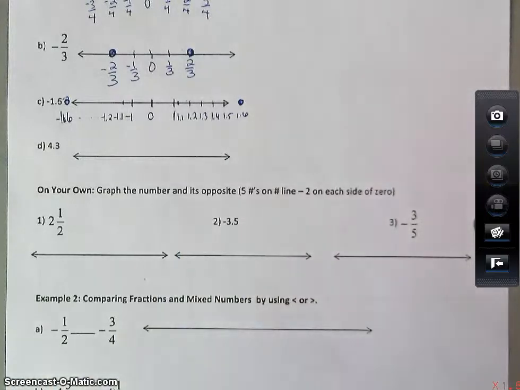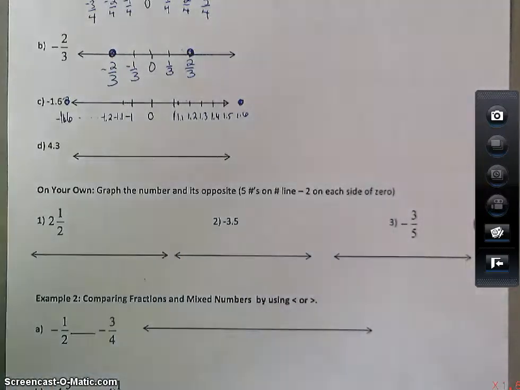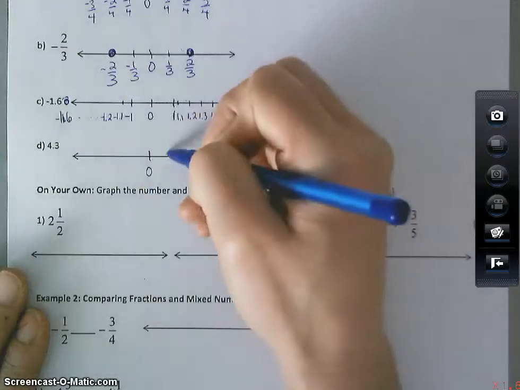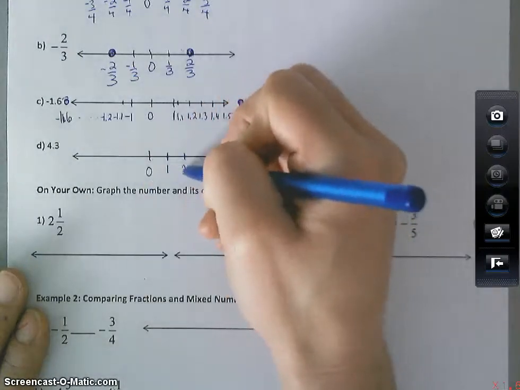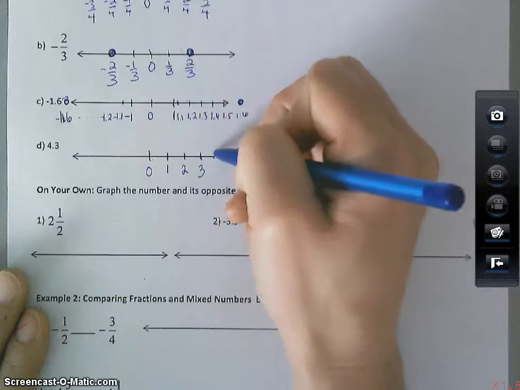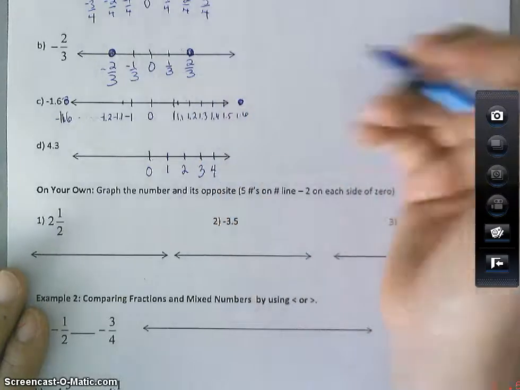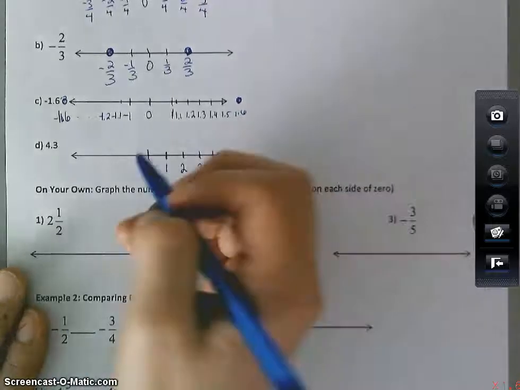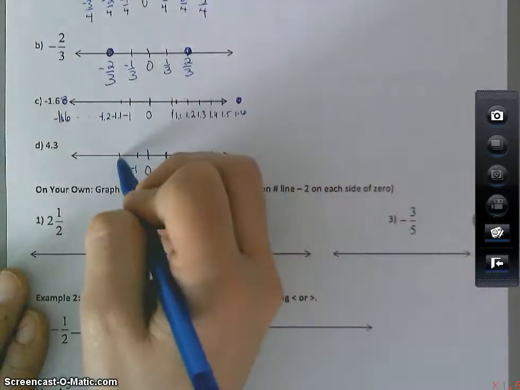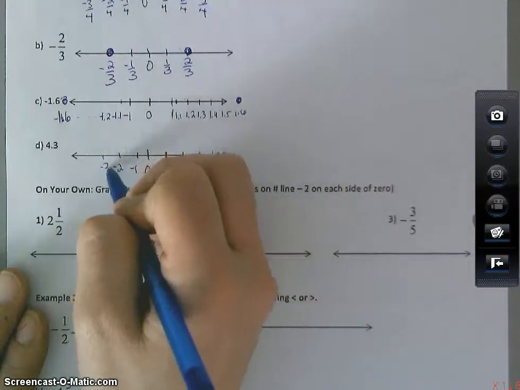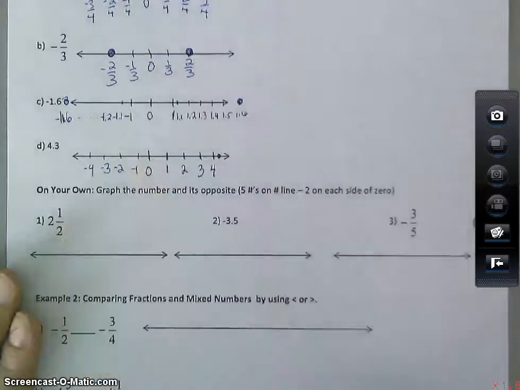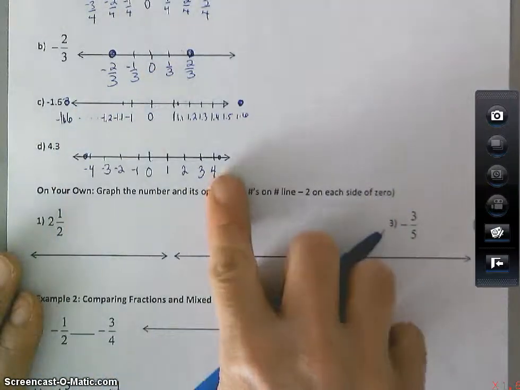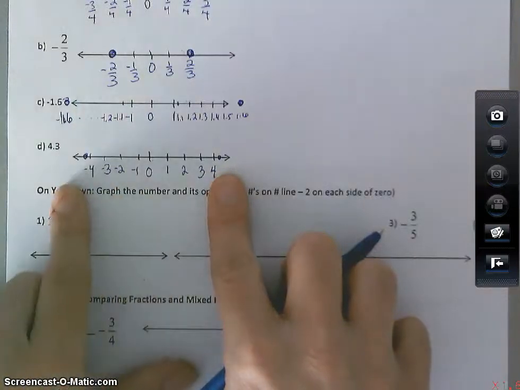Okay, and then let's look at 4.3, and we're going to simplify this one a little bit. If I have 0, I know that this is 1, this is 2, this is 3, this is 4, so I know that 4.3 must be just a little bit off of 4. So then I have to go the other way. This is -1, this is -2, this is -3, -4, and then -4.3 is just off a little bit. So here's +4.3 and -4.3.